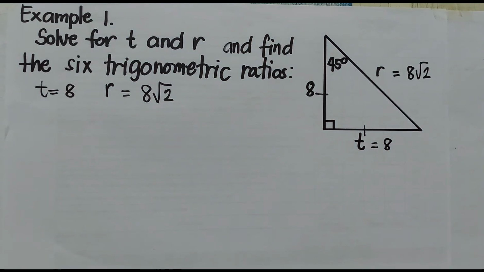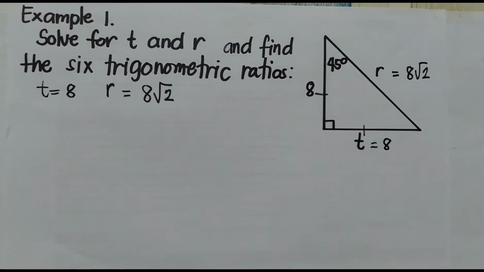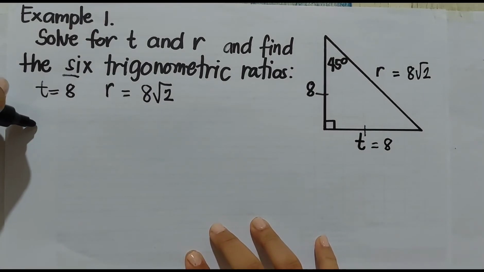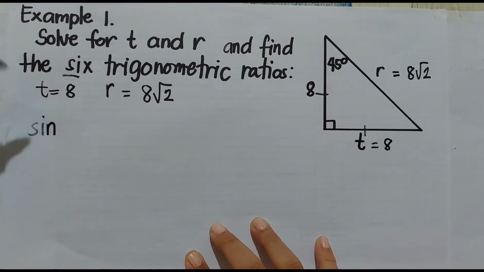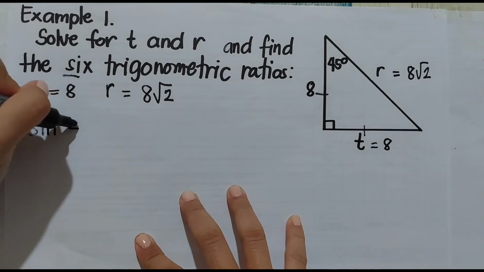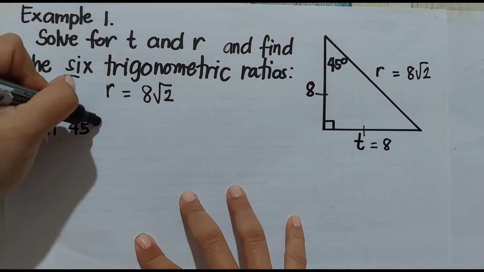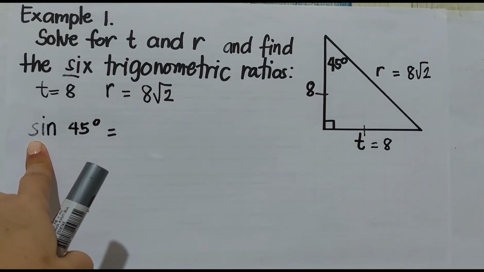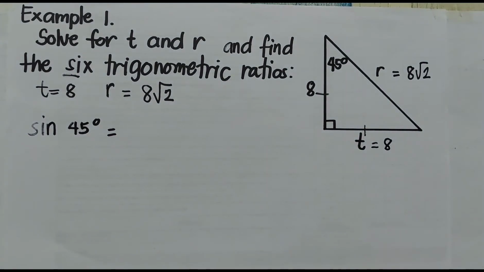Now, since we already have the length of the legs and the hypotenuse, at this time, we're going to proceed now to finding the 6 trigonometric ratios. So, we are going to find, let's have sine theta. So, what is our angle here? Sine 45 degrees. So, how do we find sine 45 degrees? Sine, this is SOH. Opposite over hypotenuse.